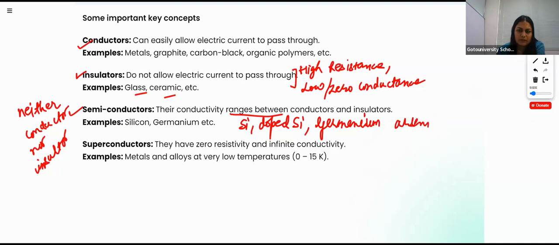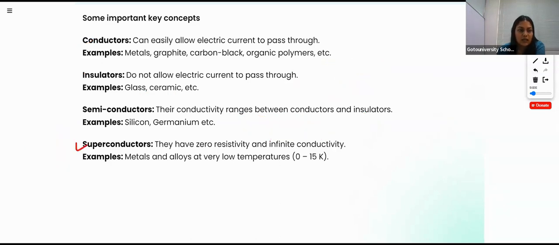gallium arsenide, etc. So semiconductors are what? Those which are neither conductor nor insulator. Then the last category based on the conductivity of different substances is superconductors. Superconductors offer zero resistivity.